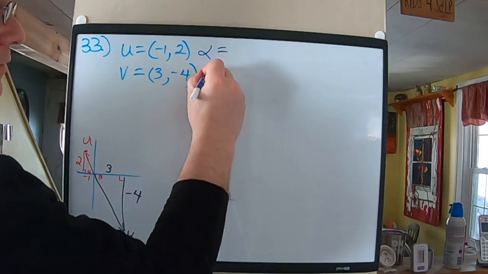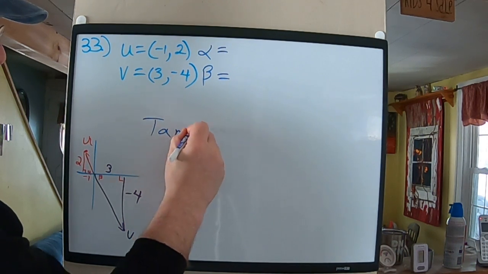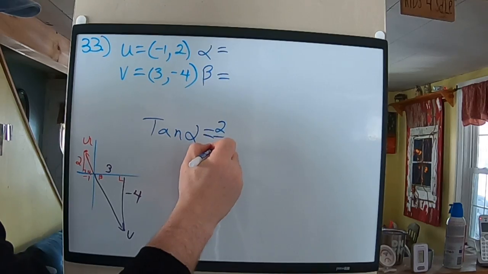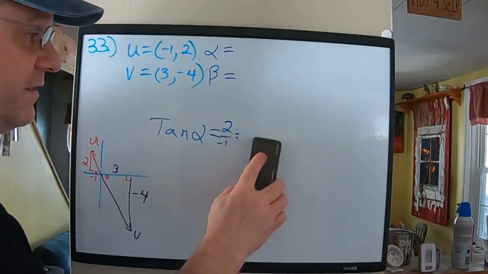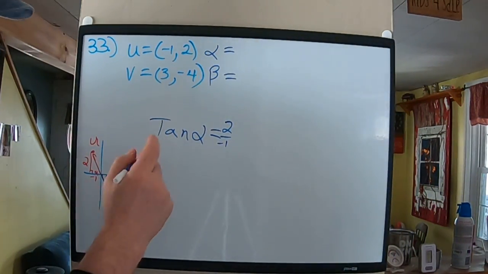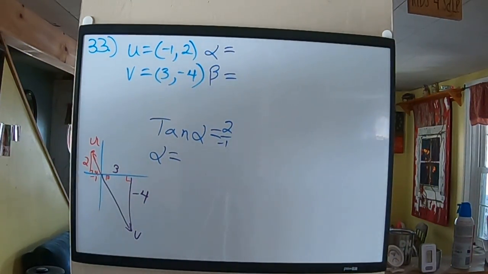Alpha, beta, well, tangent of alpha, this one, opposite over adjacent, 2 over -1. When I do inverse tangent here, with a negative number, it's going to give me a negative value. It gives me -63.43.